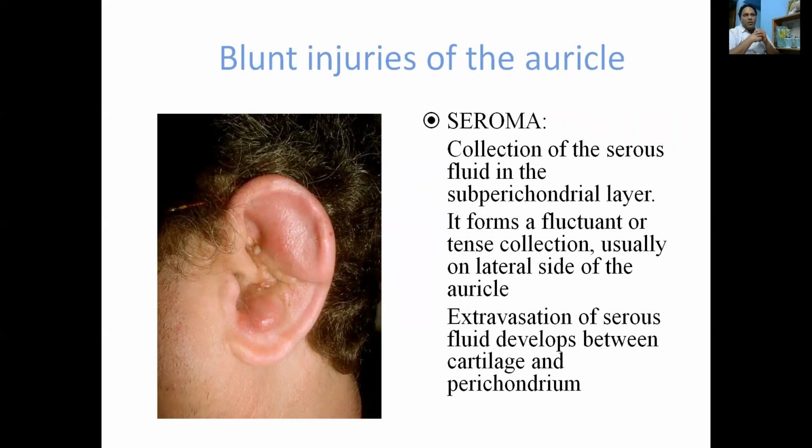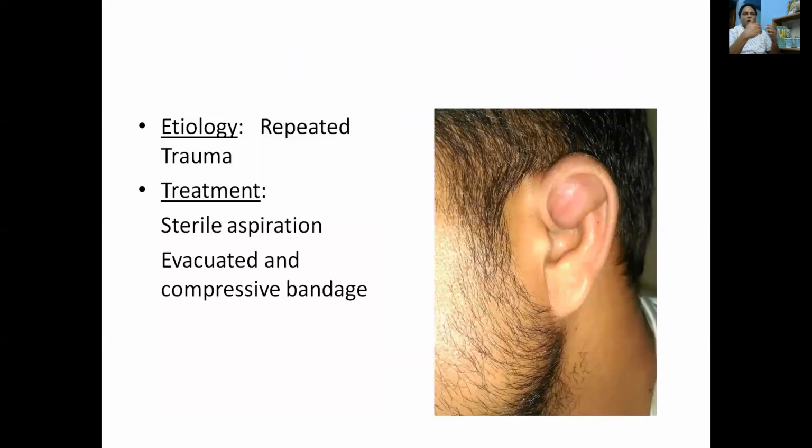Blunt injury of the auricle. We call it a seroma, a collection of fluid in the pinna, in the subperichondrial layer. It forms a fluctuant or tense collection, usually on the lateral side of the auricle. Extravasation of serous fluid develops in between the cartilage and perichondrium. What is the etiology? Repeated trauma, such as scratching with their own fingers or nails, or repeated assault of some kind. So it may develop.